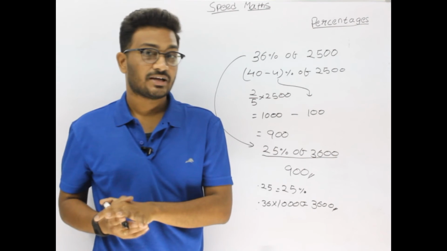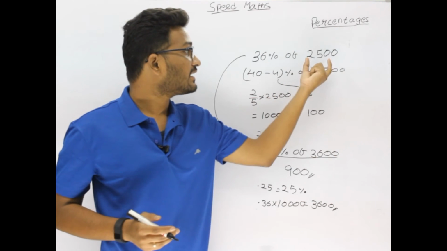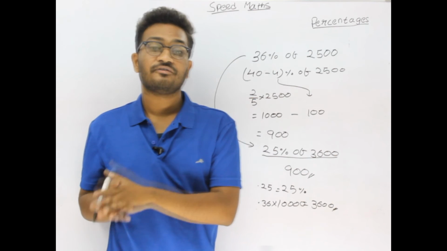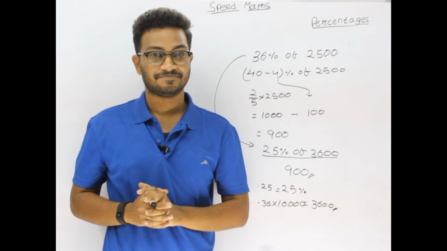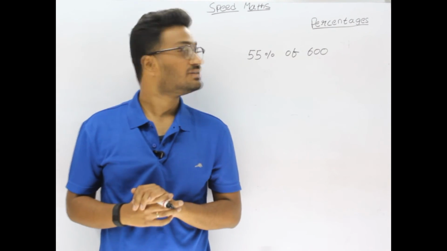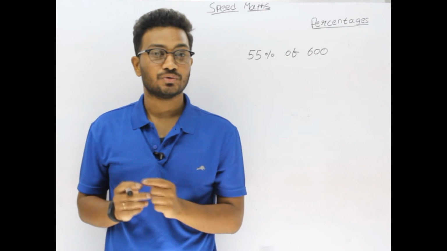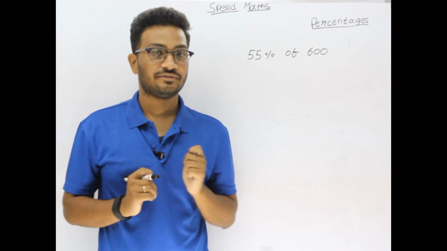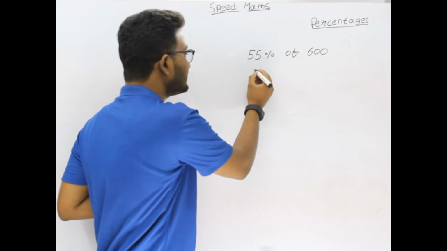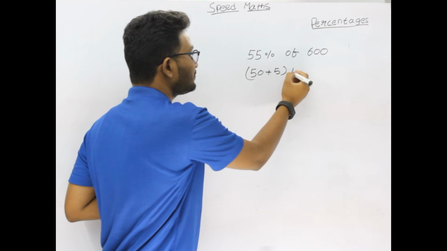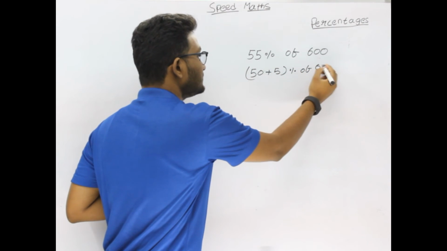So this is applicable only if we can convert this number to a percentage value whose fractional equivalent is known to us. Let us see another example. Here we have to find 55% of 600. I'll show you how to solve this with two different methods. Let's take it like this. 55% can be written as 50% plus 5% of 600.